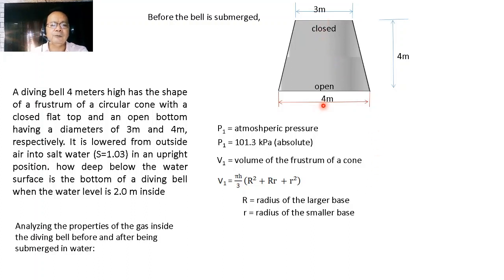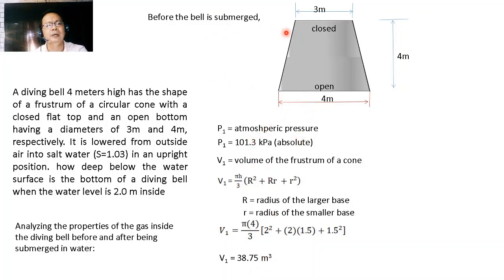Given the diameters of 4 and 3 respectively, our radii become 2 and 1.5, which when substituted in the formula, the volume of the cone initially, when it is not yet submerged in water, will be equal to pi multiplied by 4, which is the height of this frustum, divided by 3, multiplied by 2 squared plus 2 times 1.5 plus 1.5 squared. When simplified, our initial volume will be equal to 38.75 cubic meters. So this will be our V sub 1.